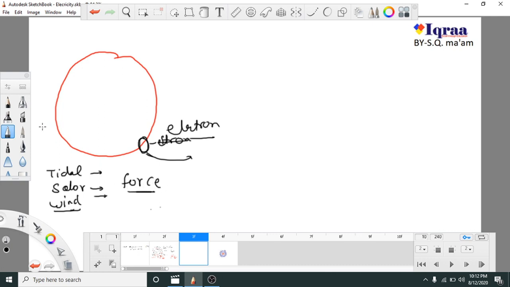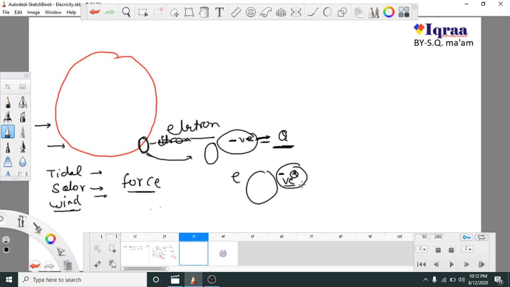Now I'm making the force. I made the force and I applied this force to this atom. By the help of this force, or by the impact of this force, the electron will finally be released, with its negative charge. The symbol of charge is Q. The electron will come out with its negative charge, measured in Coulomb.